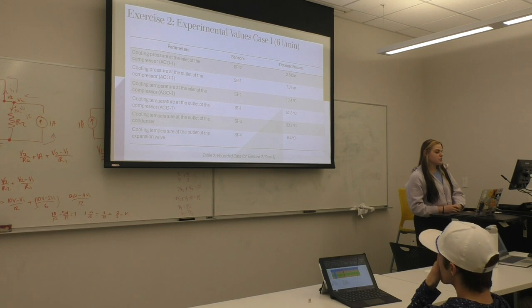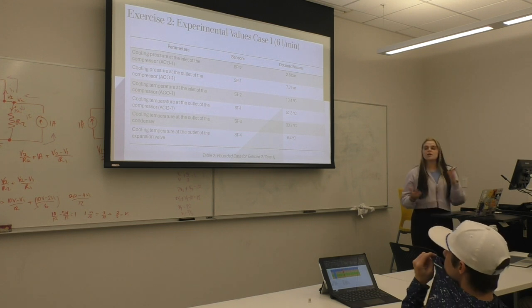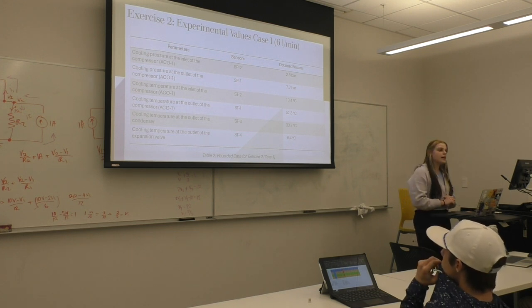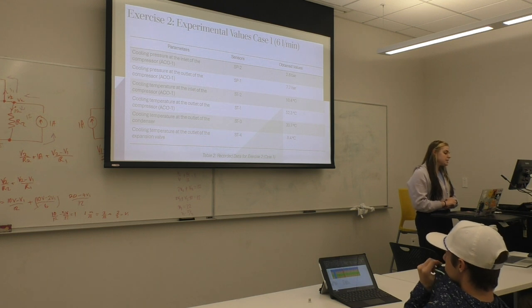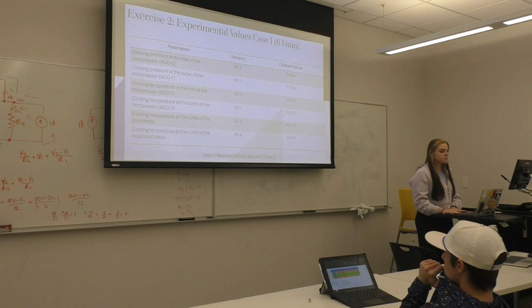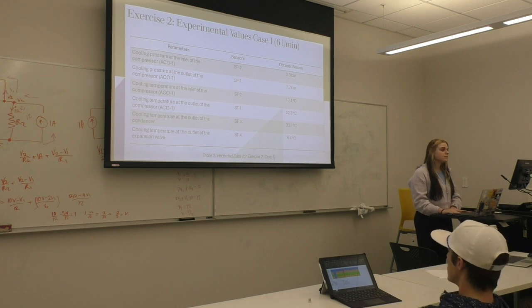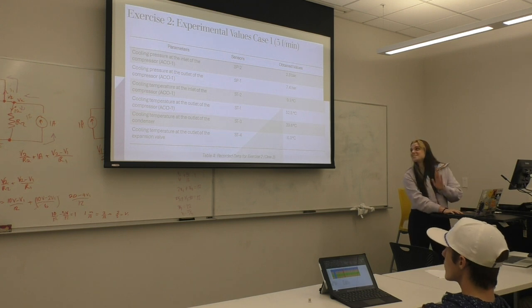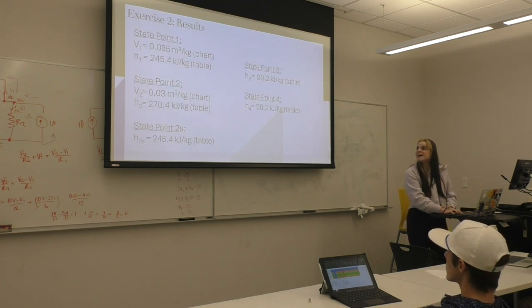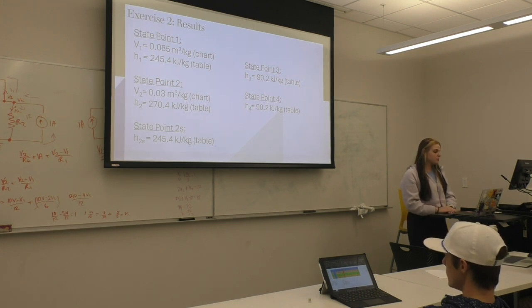For exercise 2, we found all of these pressures and temperatures based on the different outlets and inlets for the compressor, the condenser and the expansion valve. We did 3 cases, which was 6 liters per minute, then 4.5, and then 3. The next slides are just going through all of them. And then I based my pH diagram specifically on the very first case, which is 6 liters per minute.